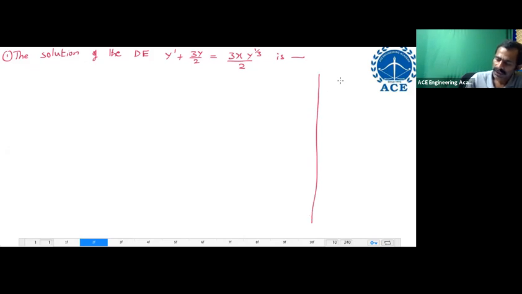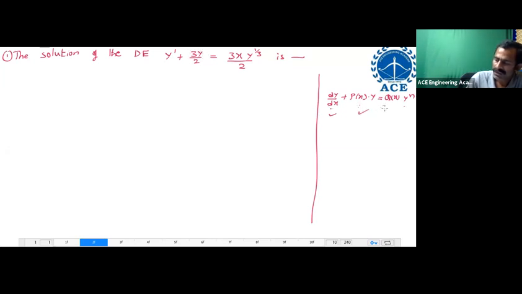The general form of Bernoulli is dy by dx plus p of x into y equal to q of x into y power n. We check whether all these terms present or not in the equation. First term is derivative. Here also we have the first term as derivative. This is present. Function of x into y present or not. Function of x is 3 by 2 into y.